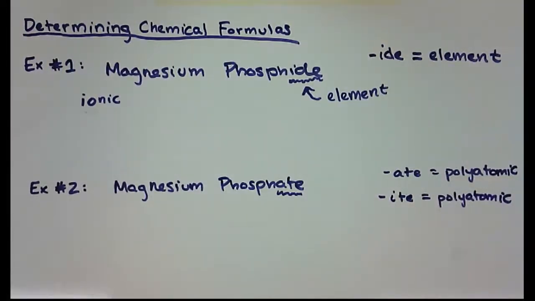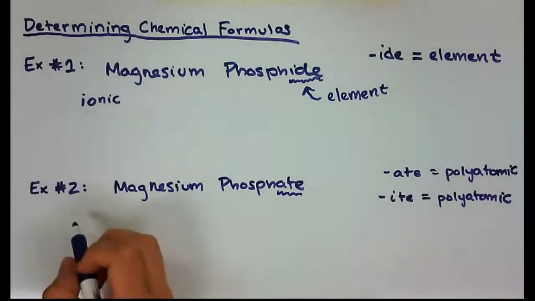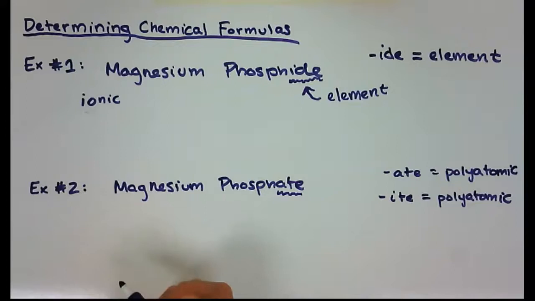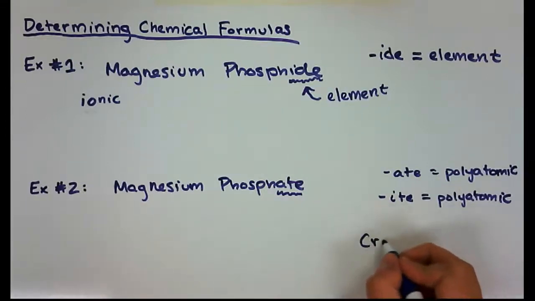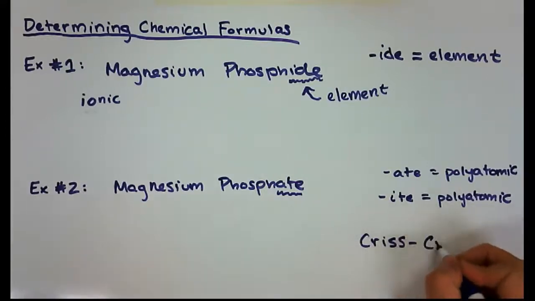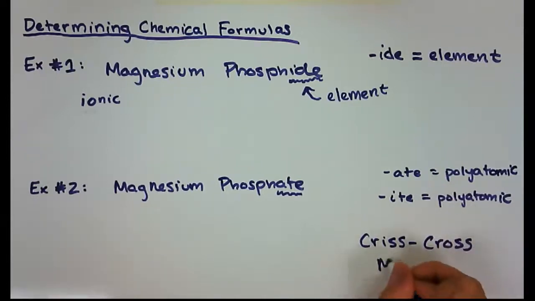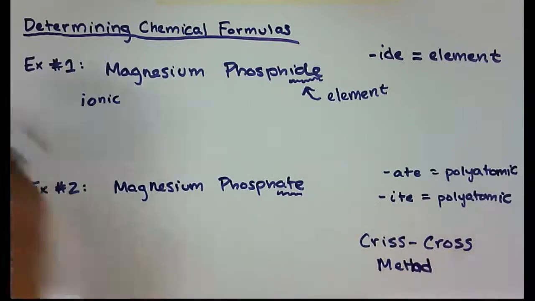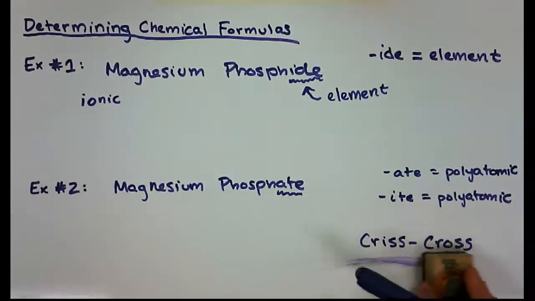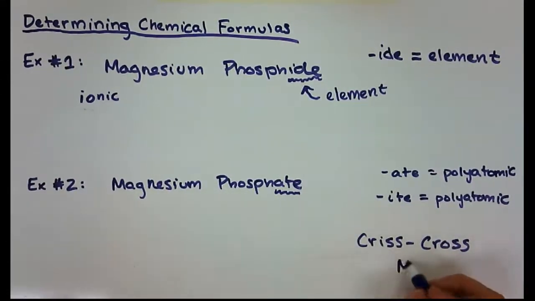So let's figure out the chemical formulas for these two examples. For any ionic substance, we use a method called the crisscross method. I can't spell today, crisscross method, in order to determine our chemical formulas.